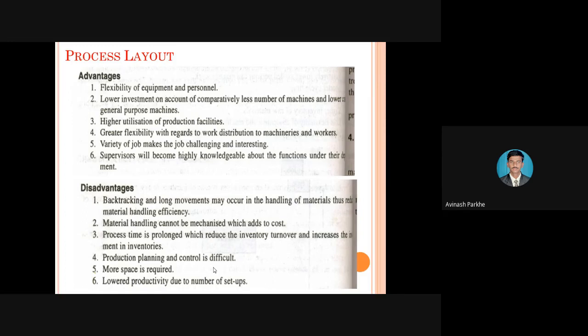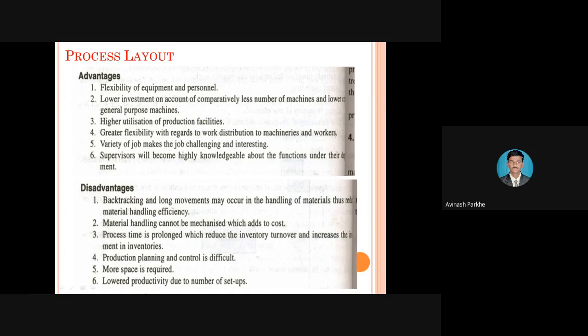By mistake, if one product is remaining to have the lathe operations performed, and we have taken it to the milling operations, what do we have to do? Again you have to take that particular component from the milling operation back to the lathe machines, perform all the lathe operations, and then take it again to the milling compartment. Such planning will not take place in the process layout. Therefore, production planning and control is very difficult in this particular process layout.